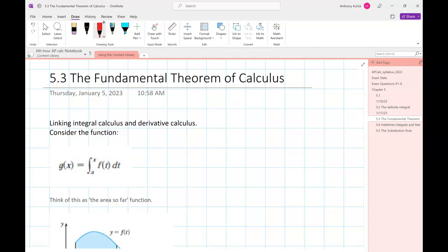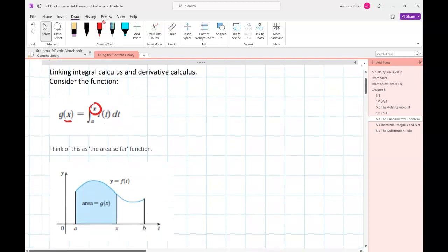Okay? So we're going to start by defining this function here. So I'm going to define this function g of x, which is equal to the integral from a to x of some f of t dt. So notice that this is a function in terms of x, and the x is the upper bound on my integral. So what you might think about this as the area so far function.